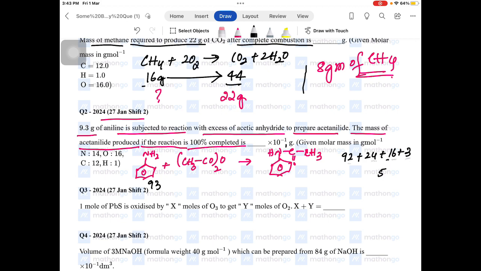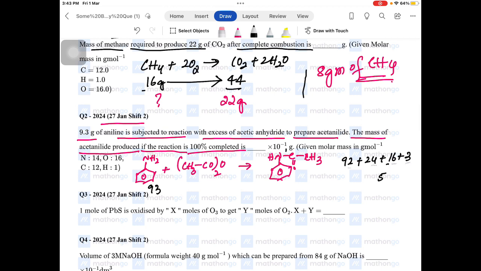So 92 plus 43 gives 135. Now 93 grams of aniline will give 135 grams of acetanilide. 9.3 will give how much? Answer is 13.5 grams.